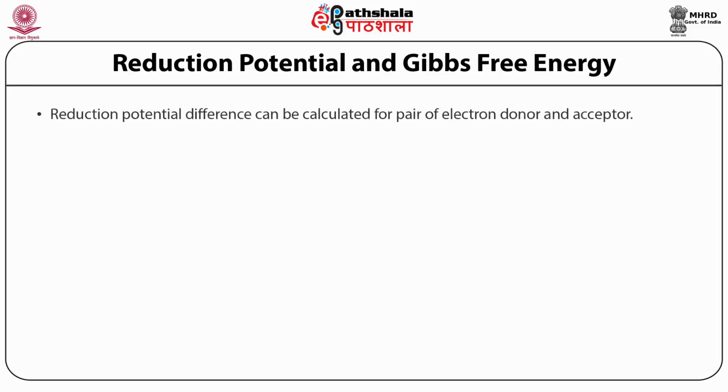As reduction potential and Gibbs free energy are associated with each other, we can calculate the difference in reduction potential between a pair of electron donor and acceptor by this equation, where the overall difference equals the reduction potential of the electron acceptor minus the reduction potential of the electron donor. The important point to remember in this equation is that acceptor comes before donor. So A comes before D, and in this way you can remember this equation.